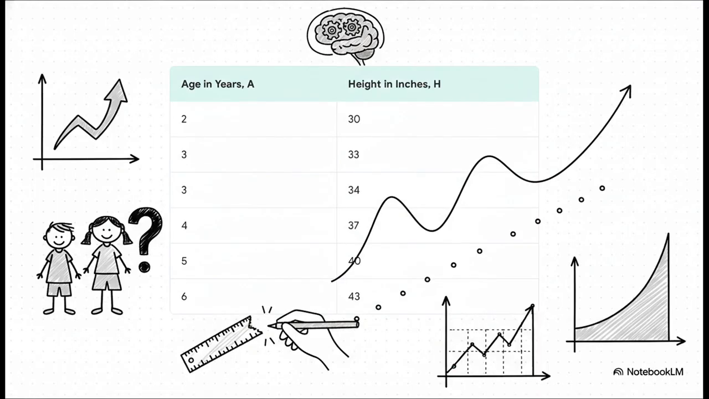Just take a look at this. We've got a table here showing the heights for kids at different ages. And you can see, right, it's not perfectly consistent. I mean, look at age 3. We've got 2 different heights listed. This is exactly what real data looks like. You can't just connect these dots with a ruler and call it a day. Nope. We need a much more powerful tool to find the real trend hidden in there.